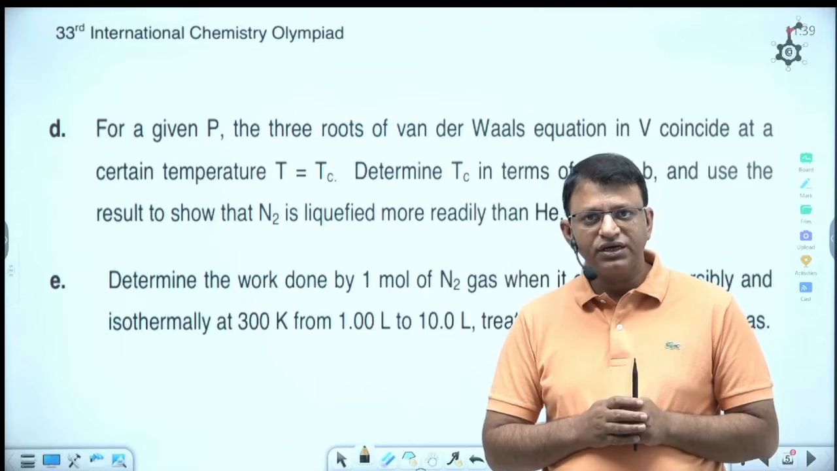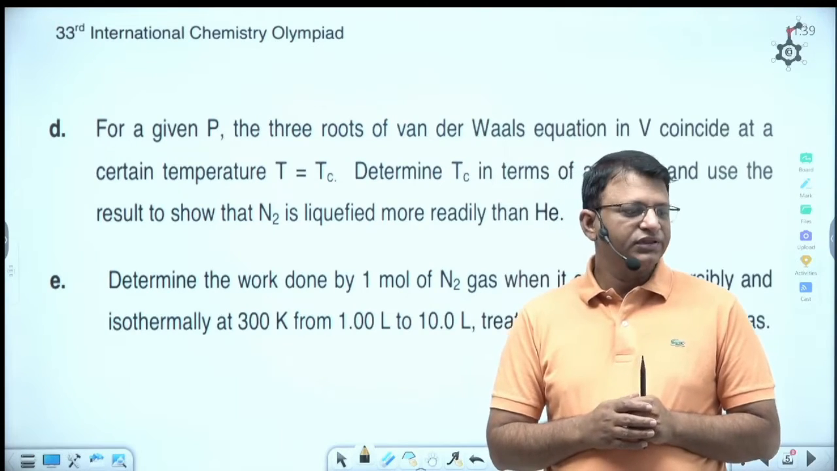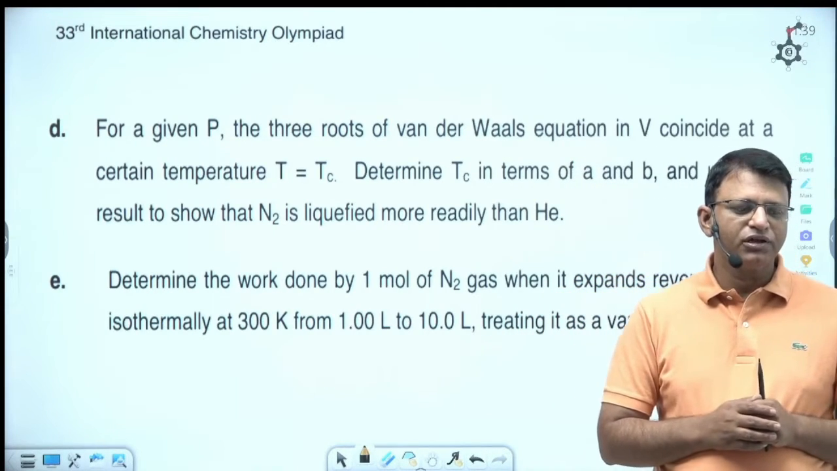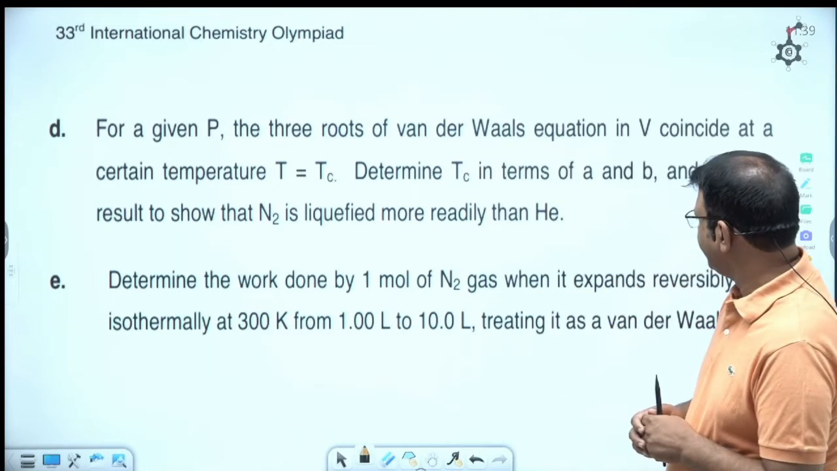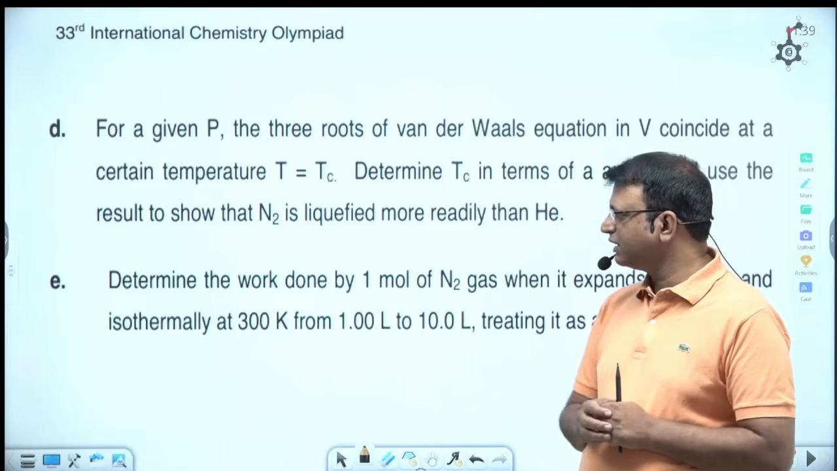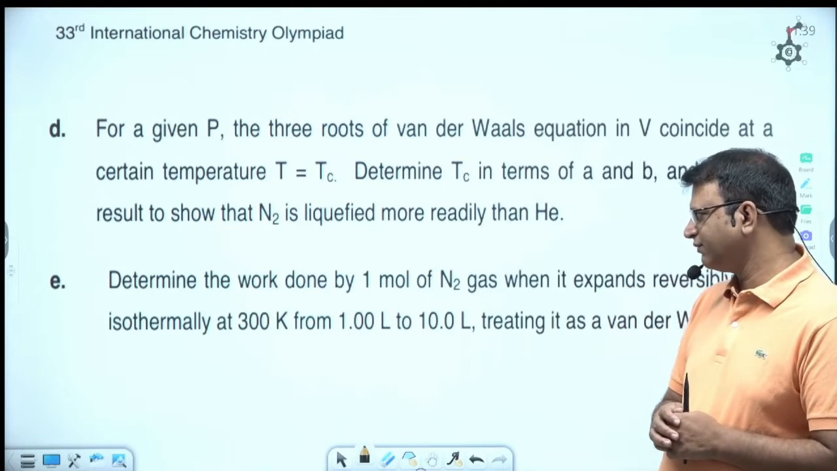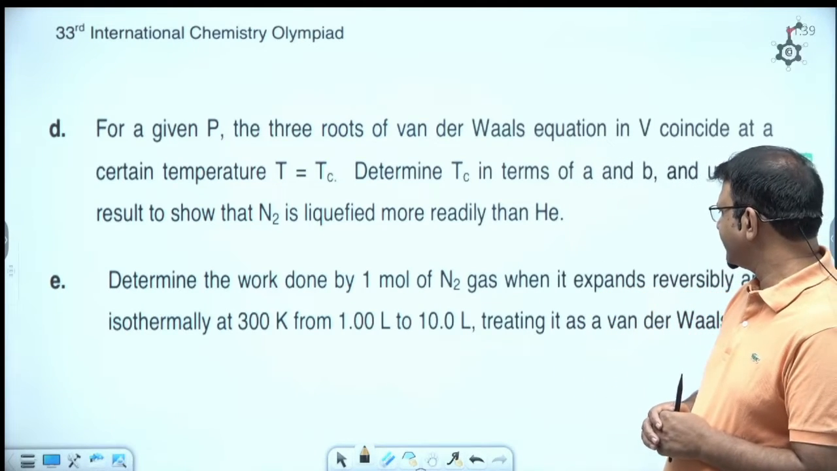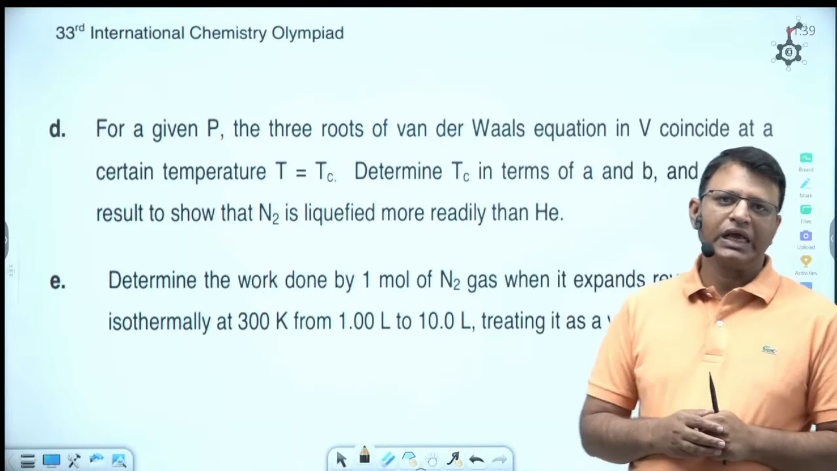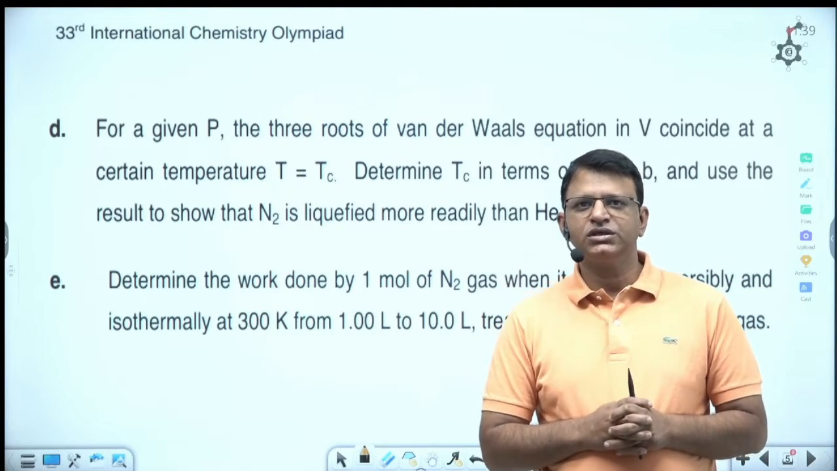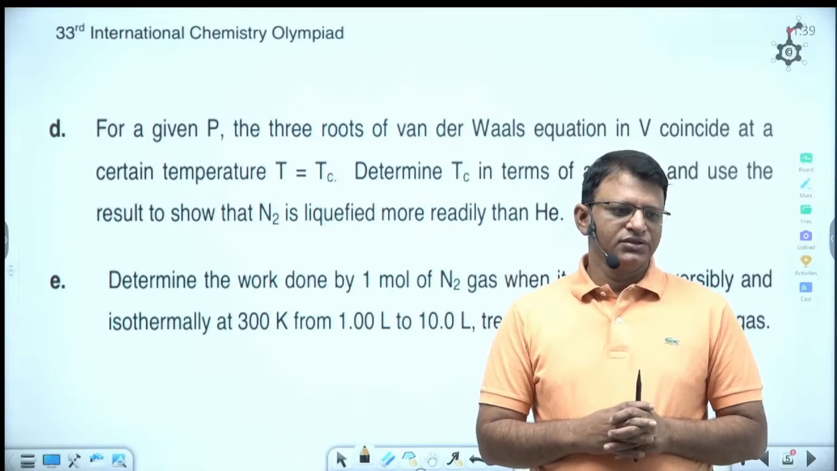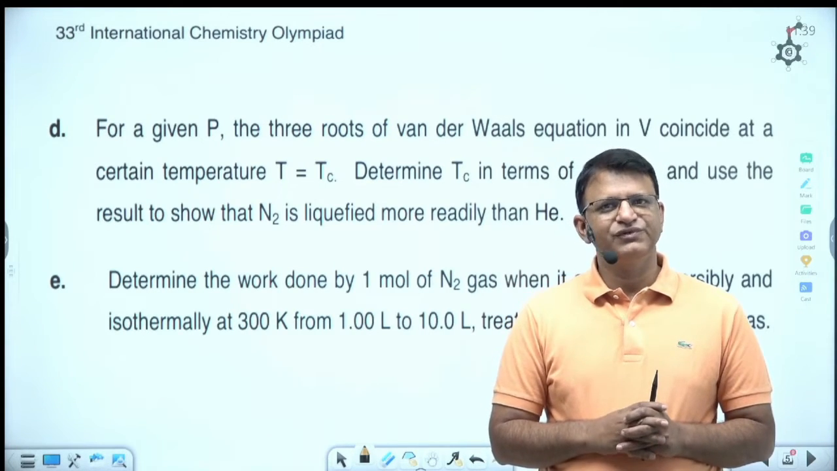about the critical temperature. Then the last part of the problem is determine the work done by 1 mole of nitrogen gas when it expands reversibly and isothermally at 300 Kelvin from 1 liter to 10 liter, treating it as a van der Waals gas. So this is regarding thermodynamics, work done in isothermal reversible process. So let us start the problem one by one.